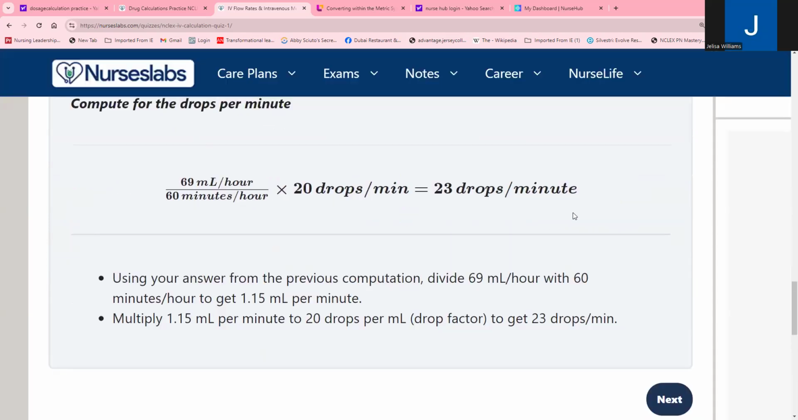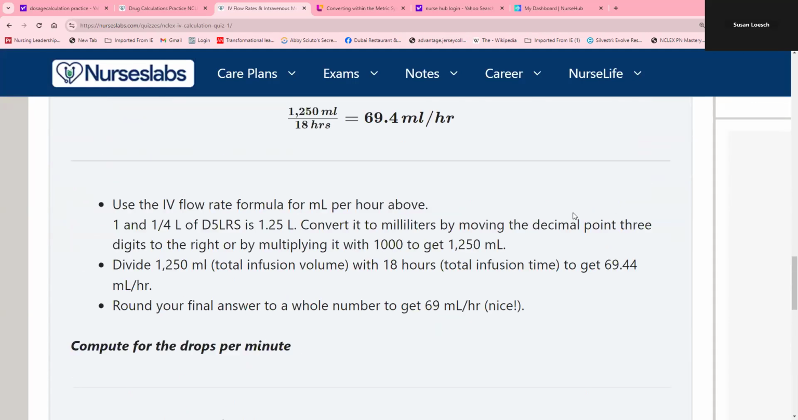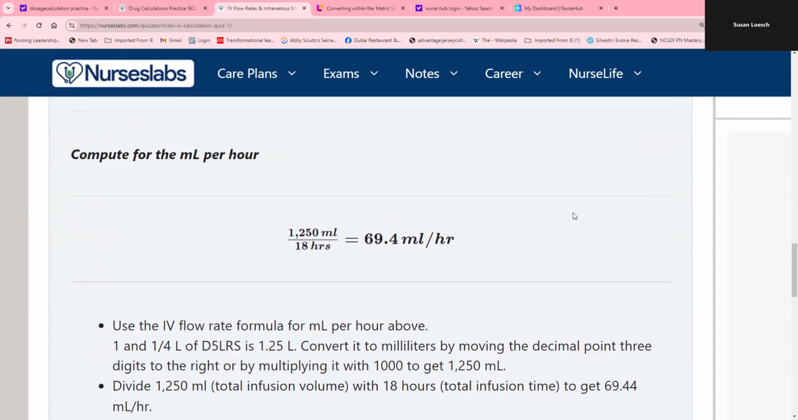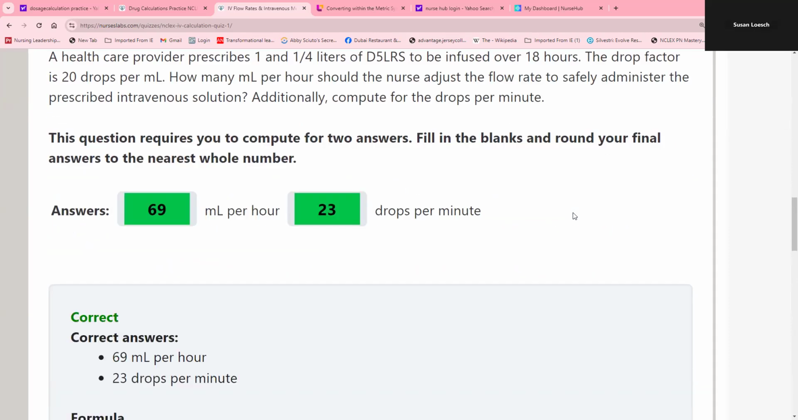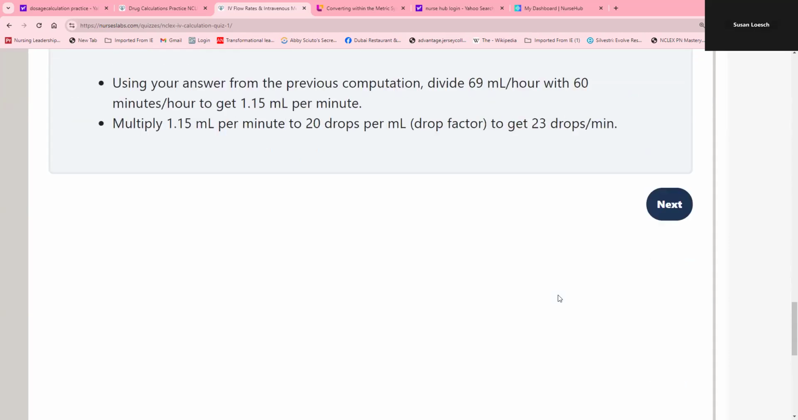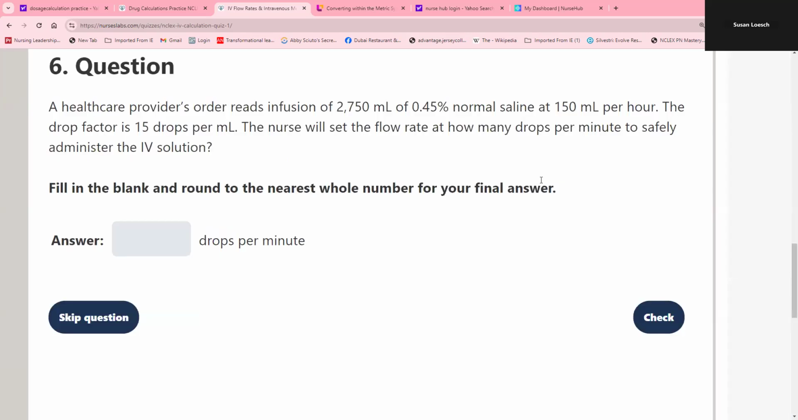Okay, so how are we doing with the drop factors and the mLs per hour? Pretty good. Are there other questions you want to go over, or do you want to do a couple more of these? A couple more of these. Okay, now let's look at this one.